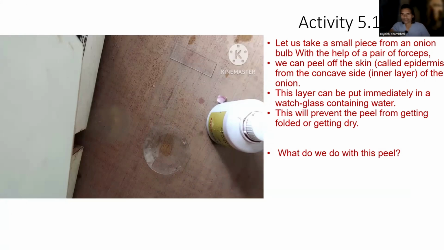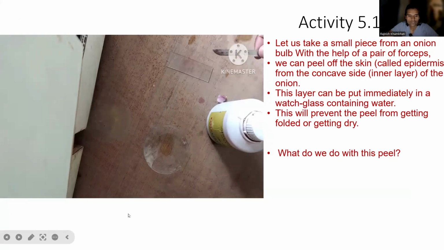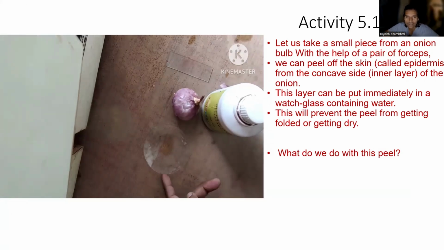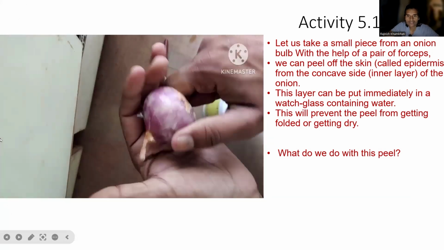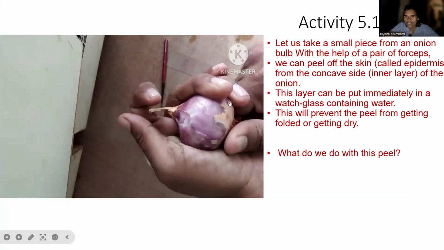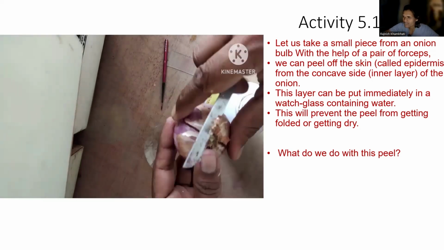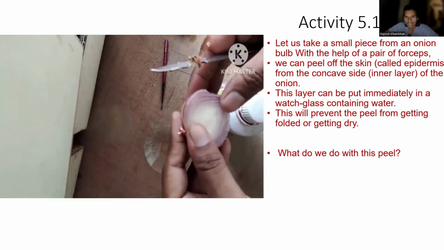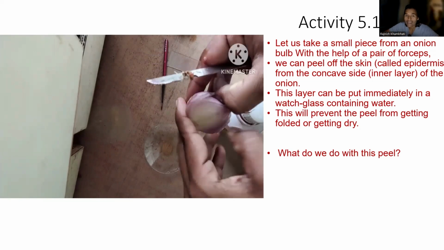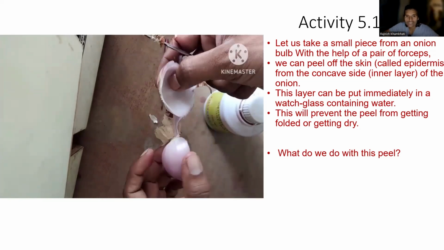Now the activity goes like this. We have to take an onion bulb. Now I will show you directly in the video so that you can know what to do. See, I'm taking a slide, an onion bulb, a watch glass, and stain. This is the bottle. The bottle is of stain. A stain is a liquid which helps you to colorify the objects so that you can observe them under the microscope, because if they are colorless you cannot see them under the microscope.